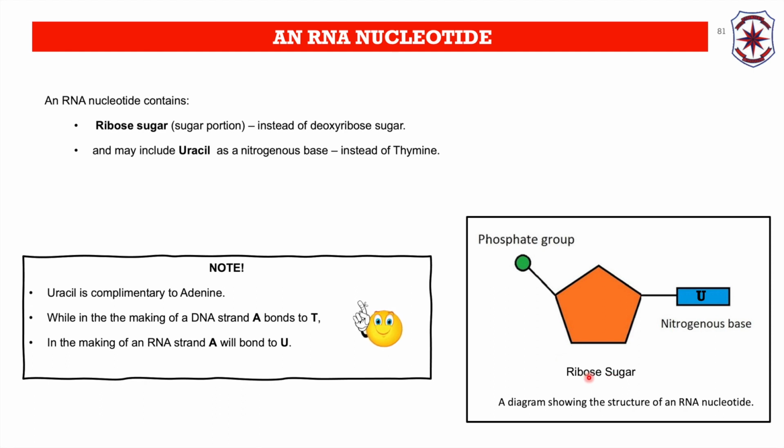No, excuse me. On an RNA nucleotide, the ribose sugar is on the sugar portion, and on a DNA nucleotide, we have deoxyribose sugar. Pardon me for that mistake. And there is a nitrogenous base that is only found on RNA, and that nitrogenous base is called uracil. However, the nitrogenous base that may be only found on DNA would be thymine.